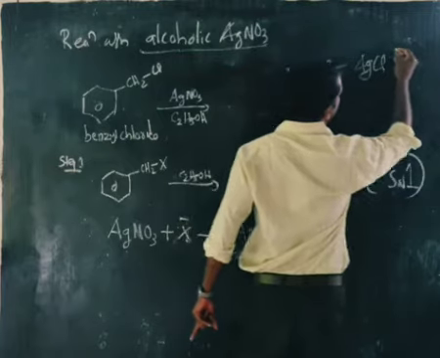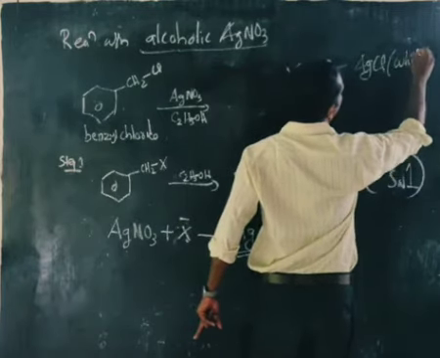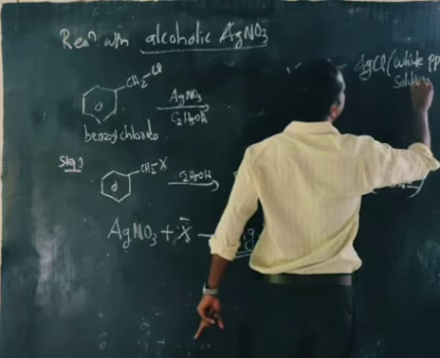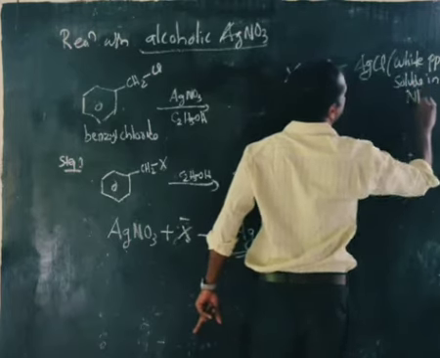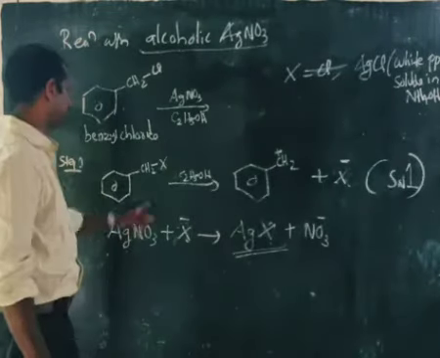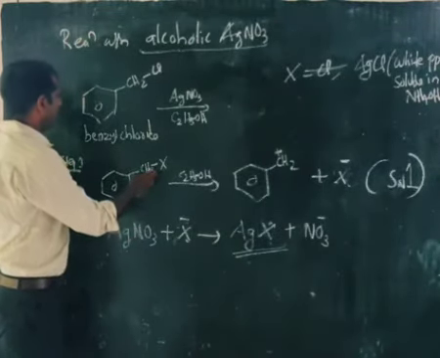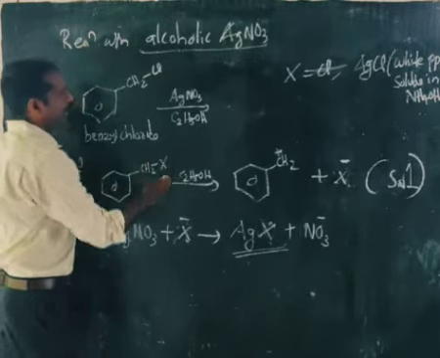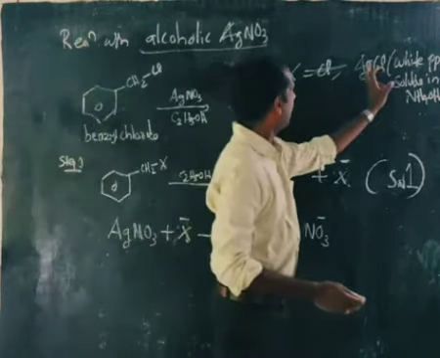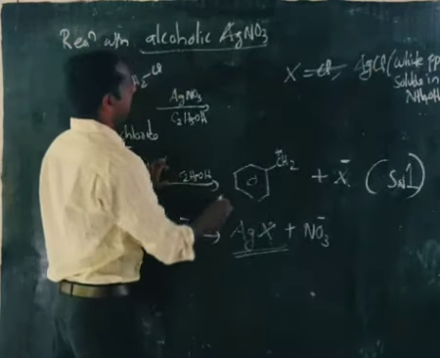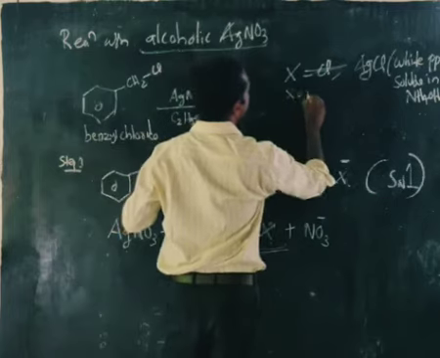AgCl will be formed. This is a white precipitate soluble in NH4OH, ammonium hydroxide. That means if you take benzyl chloride, C6H5CH2X, if X is Cl, then what will you get? We will get AgCl. And if X is Br, what will you get?